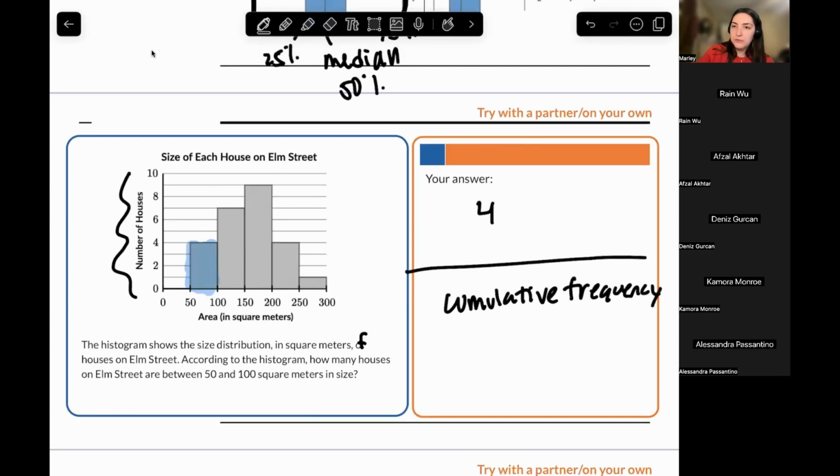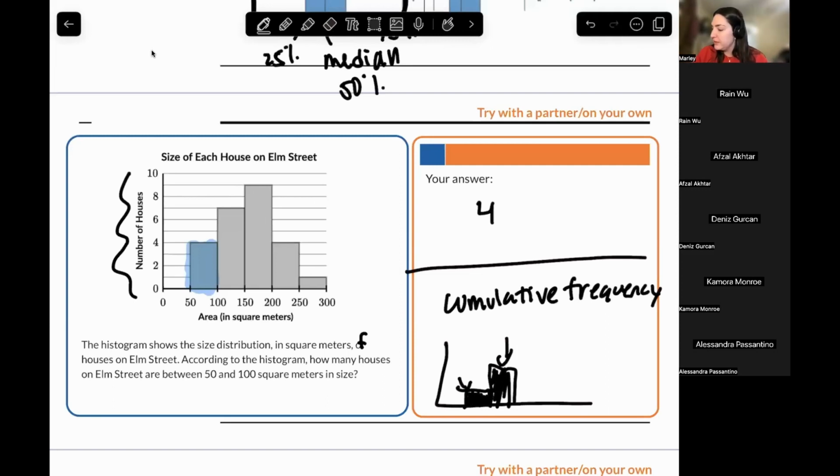Let's just say it's looking at people's grades in a class. For example, the number of people who got a 50 to a 60 would be this many, but then the people who got from 50 to 70 would be this many. So it continues to increase. It's including these people in this new number. So it continues to build off of that original amount.